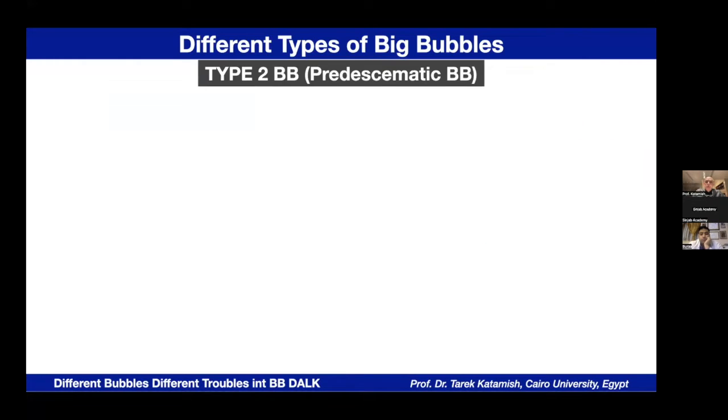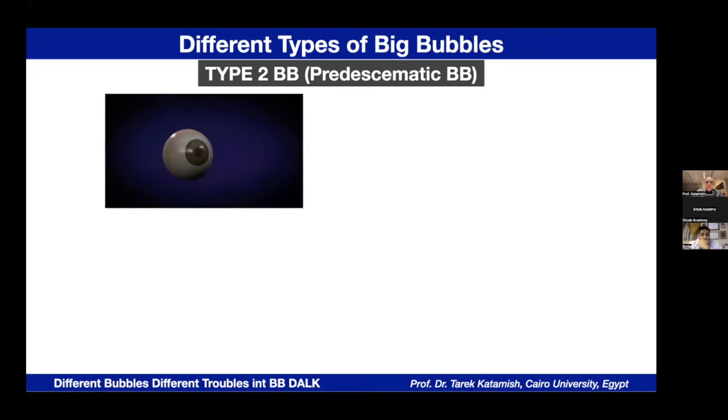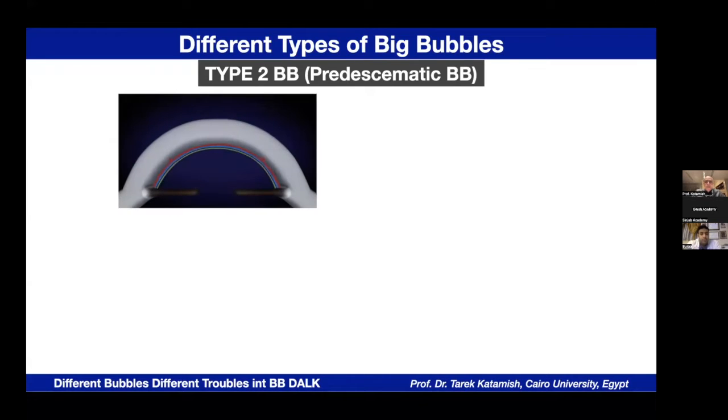So if we go to big bubble type 2, we will find a great difference in the characteristics. We call this bubble the predescemetic big bubble, because its location is just behind Dua layer and just in front of Descemet membrane, as we will see now. So big bubble type 2 usually starts from periphery to center. You see, it starts from periphery to center.